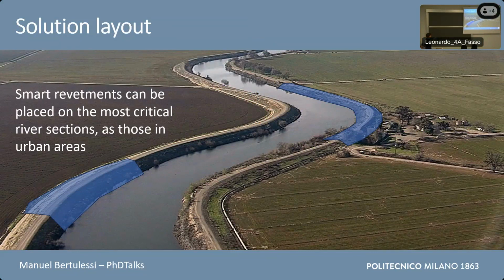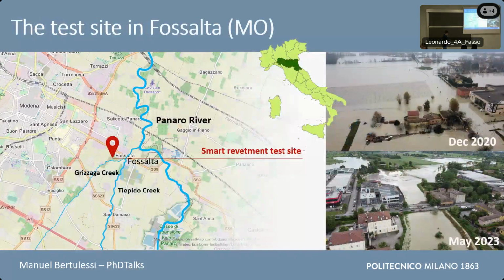So we managed to put these smart revetments along the most critical river sections, such as those in urban areas, for instance. We don't imagine covering all the embankments of all the rivers with these solutions, but we want to put a permanent sentinel, as I said before, in the most critical parts of the river in order to have constant and real-time monitoring of these critical sections. Let's talk about the test site.